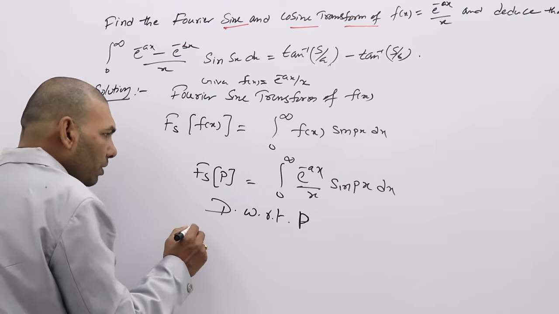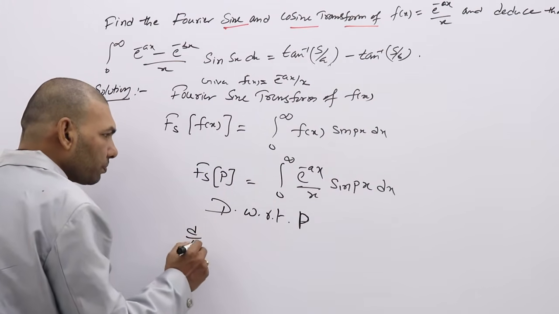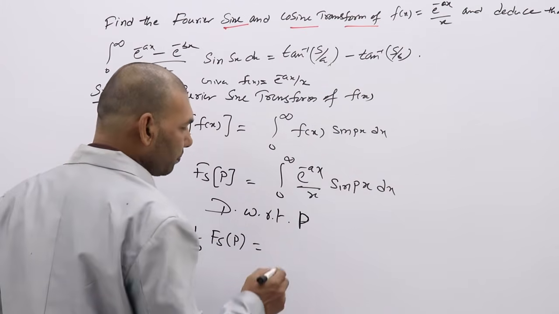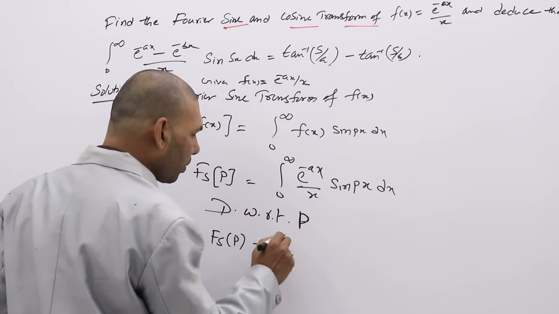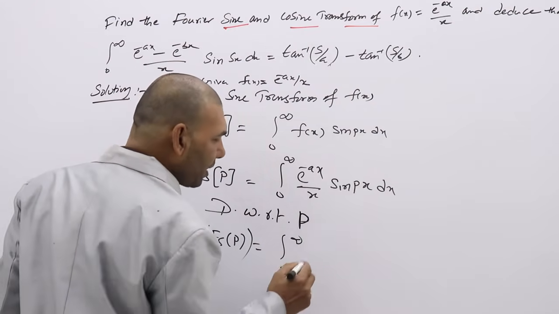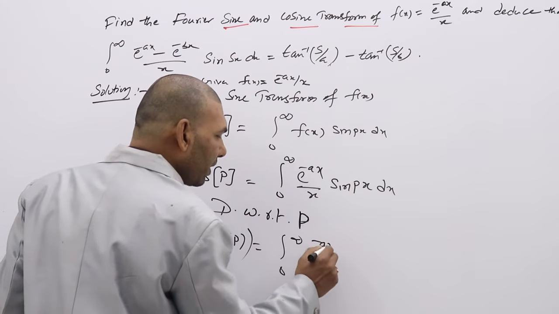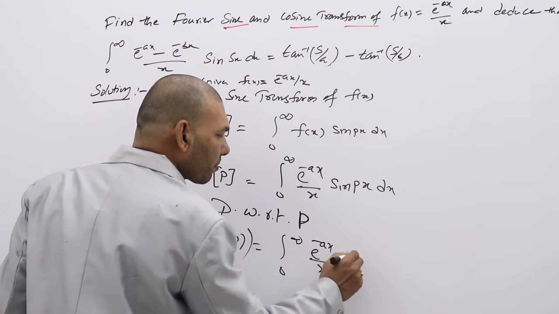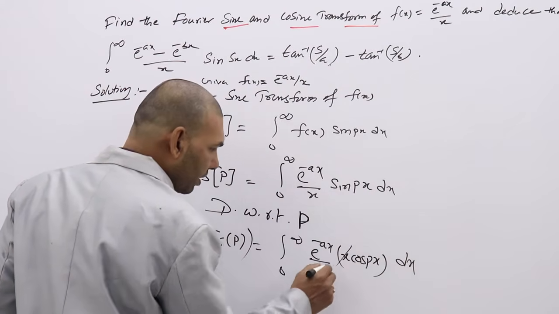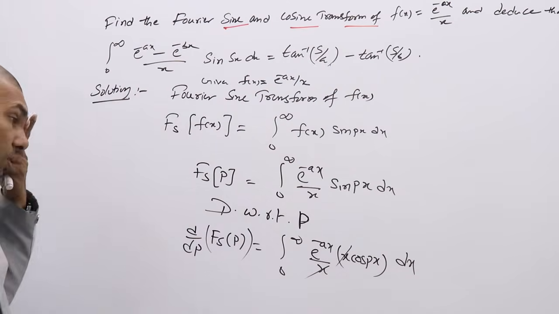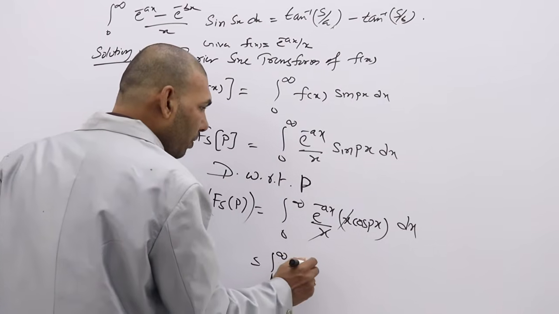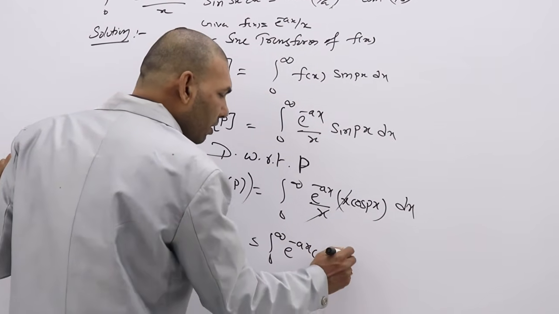So now d by dp of fs of p equal to, so differentiate the p term only. If you differentiate, what happens? Differentiation of sine px gives x cos px dx. X gets cancelled. So what is the leftover term? Integral 0 to infinity e power minus ax into cos px dx.